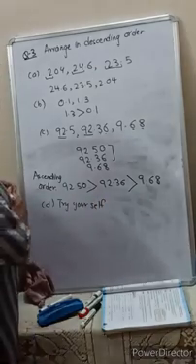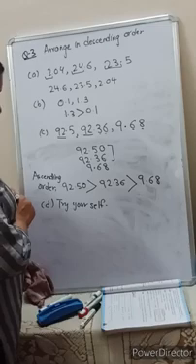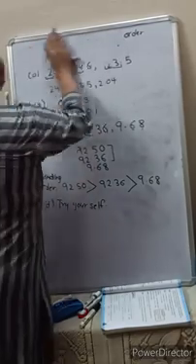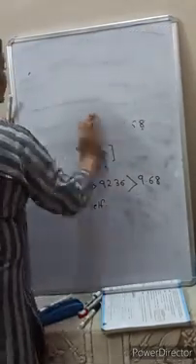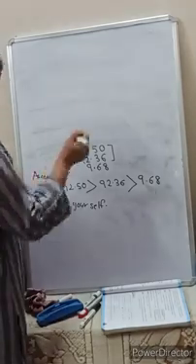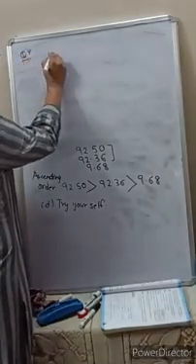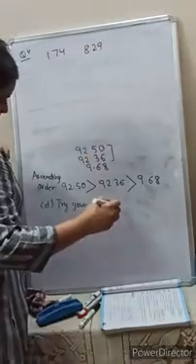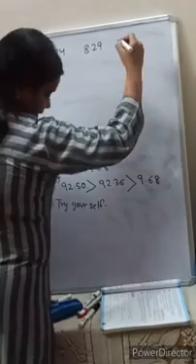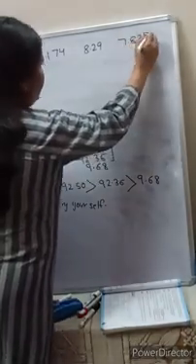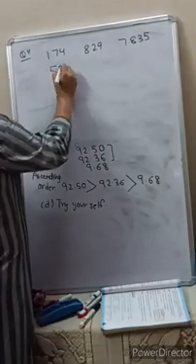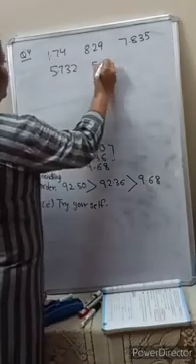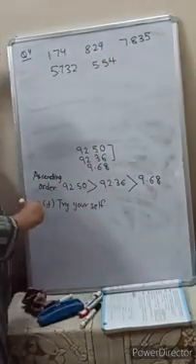Then we have a question in your book. Which of the following is the greatest and smallest decimal? We have so many decimals over here. Let's see. We have 1.74, 8.29, 7.835, 5.732, 5.54. So let's write them vertically.